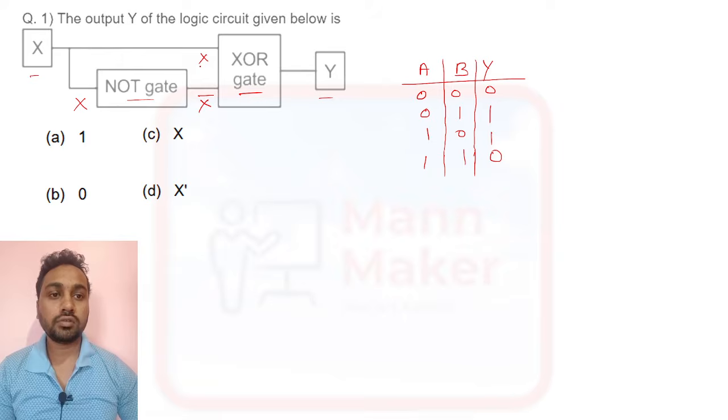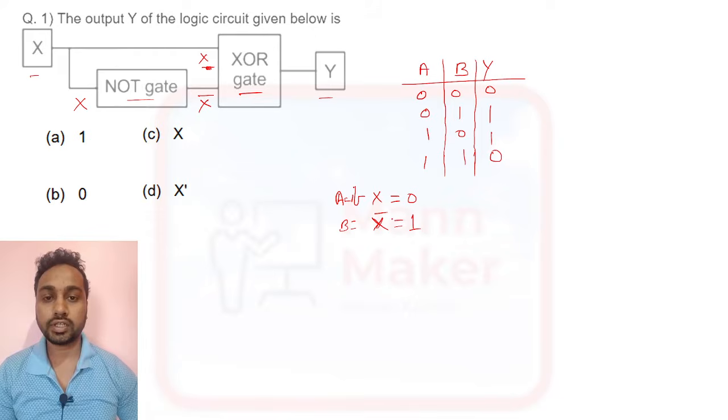Now see, we have x and x bar as inputs. If we put x equal to 0, then x bar, meaning x complement, is the complement of 0, which is 1. This is A and this is B, like that you can consider the inputs. So A is 0 and B is 1. So in this case what is the output?